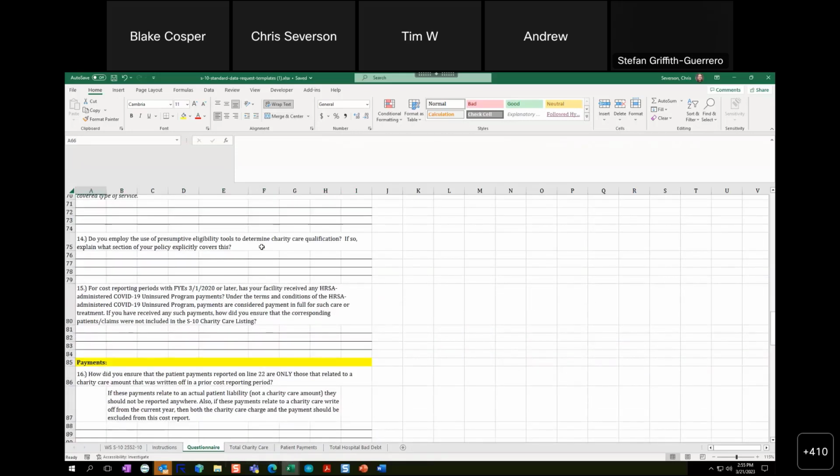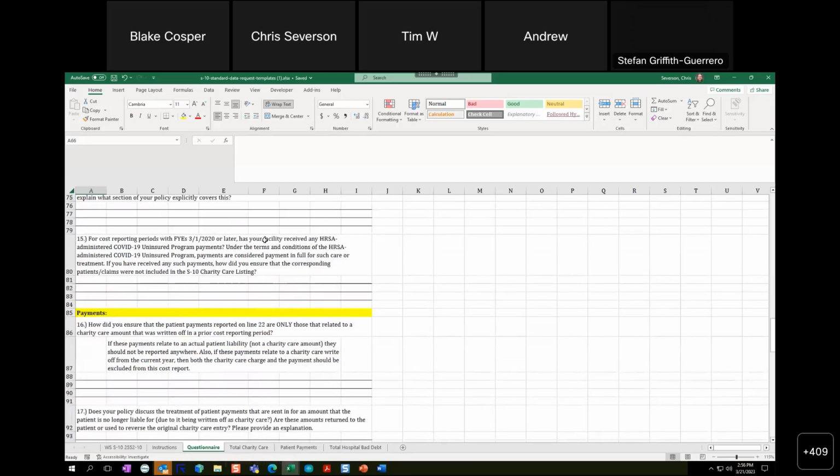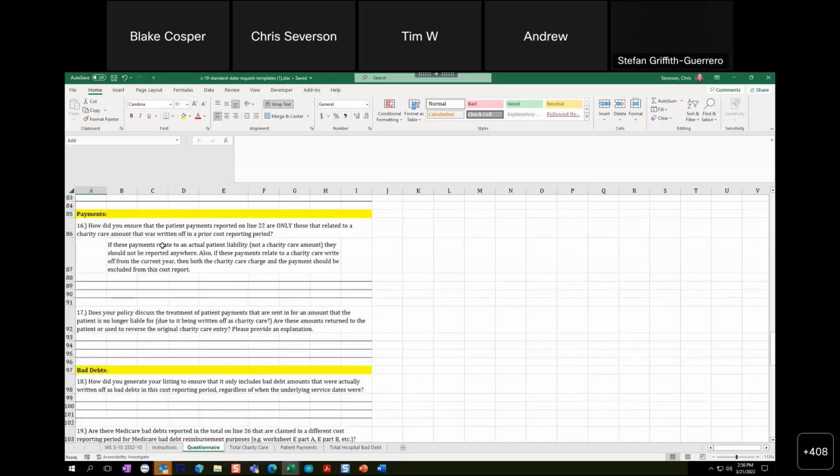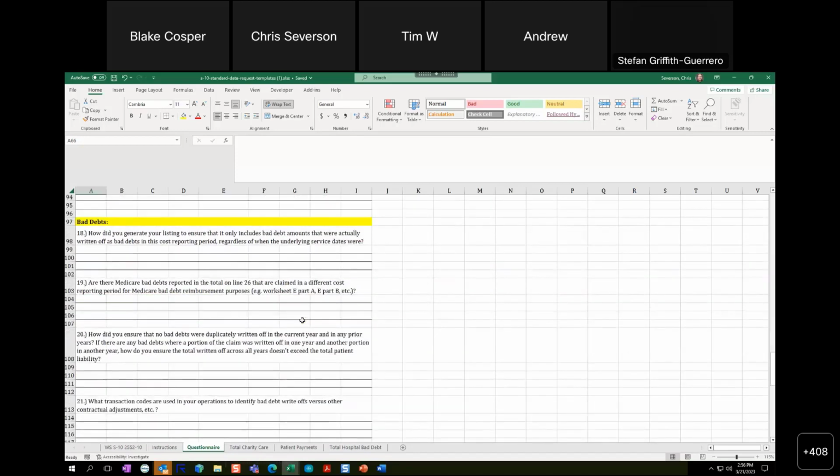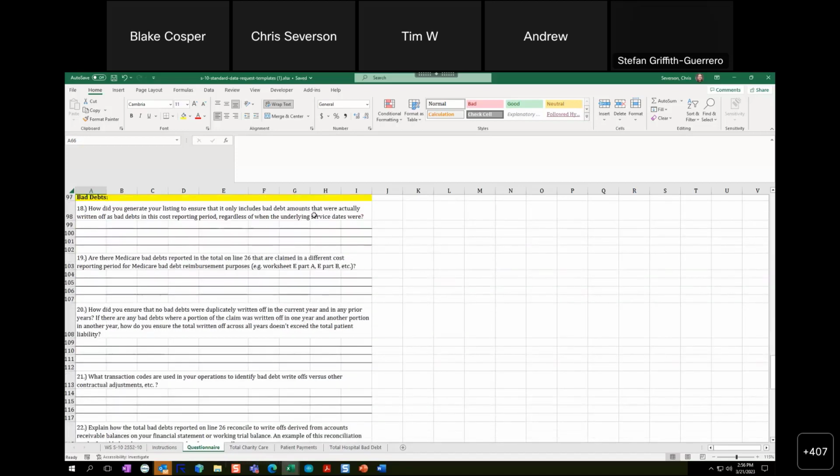Let's see, presumptive eligibility. If you have it in your policy, it's fine for charity care, even though it's never fine for indigent Medicare bad debt. It's not allowable for that, but it is allowable for charity care. Just a little bit on payments. We've covered quite a bit of that before. And then the whole bad debts.